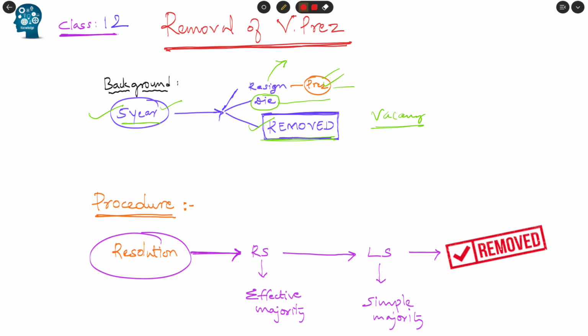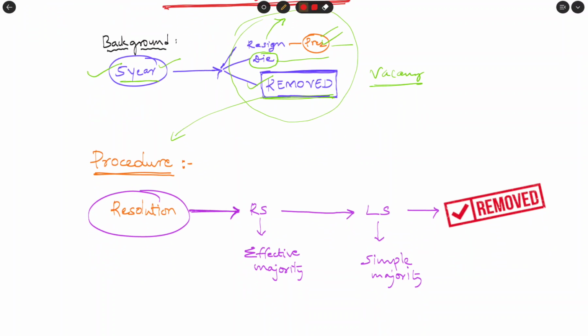Now you understand the situations that lead to a vacancy in the vice presidential office before the completion of the 5-year tenure. Now we need to discuss removal: how the Vice President is removed. What is the procedure in the Constitution? There is no ground mentioned in the Constitution for the removal of the Vice President.